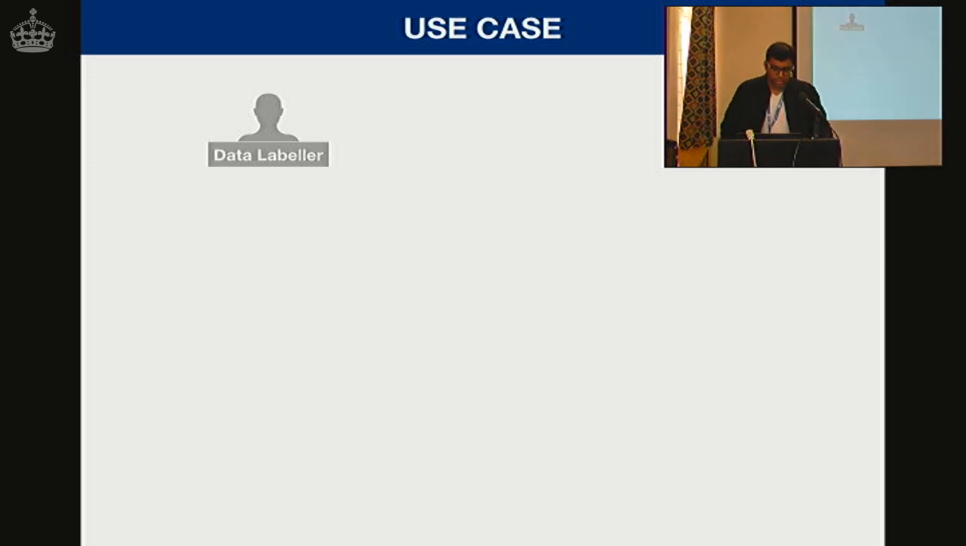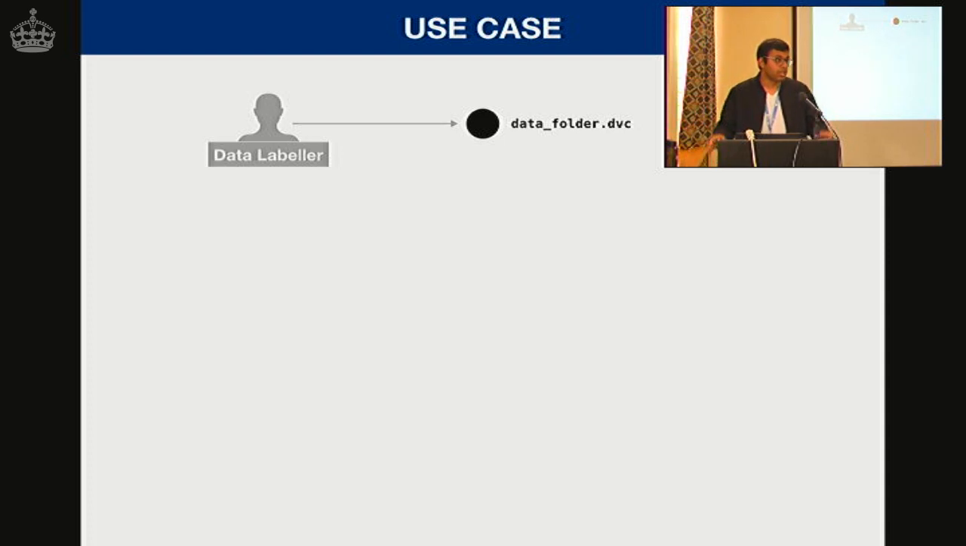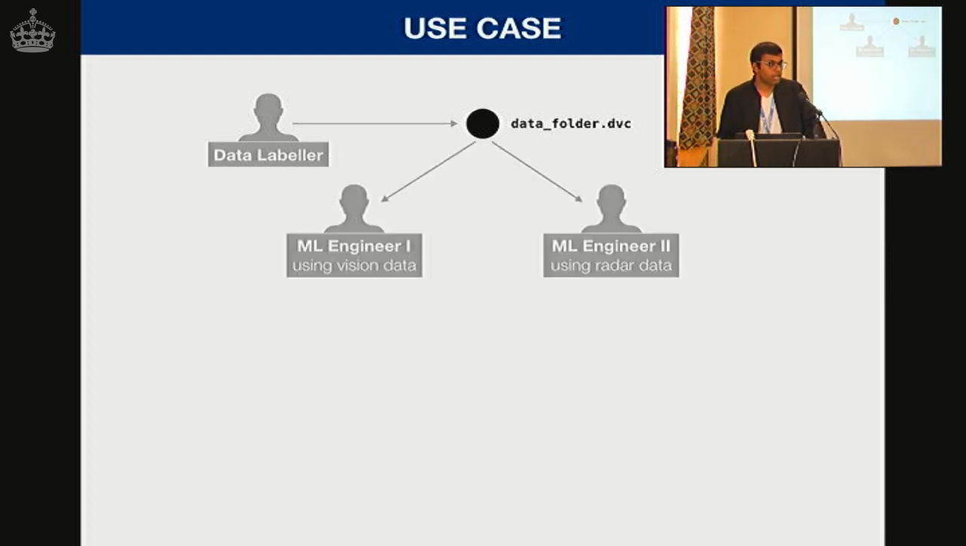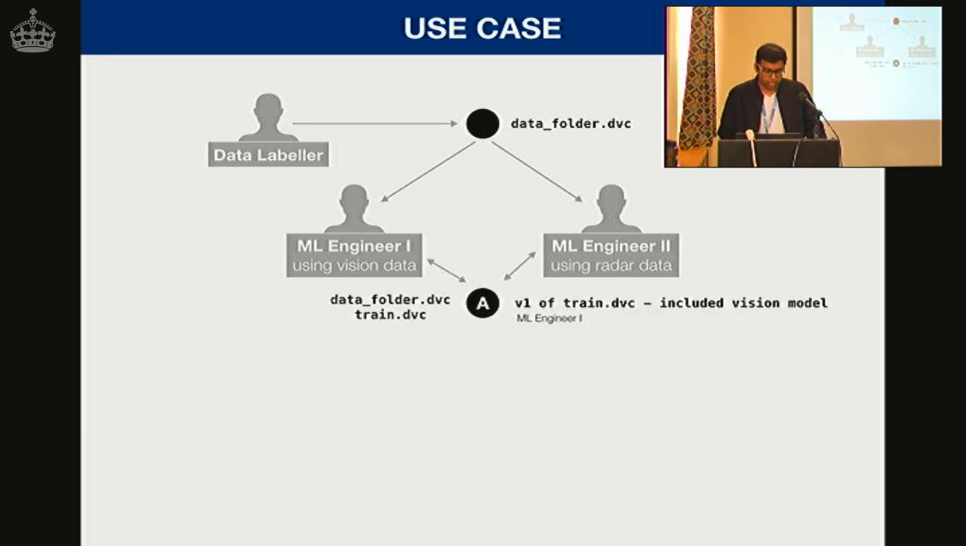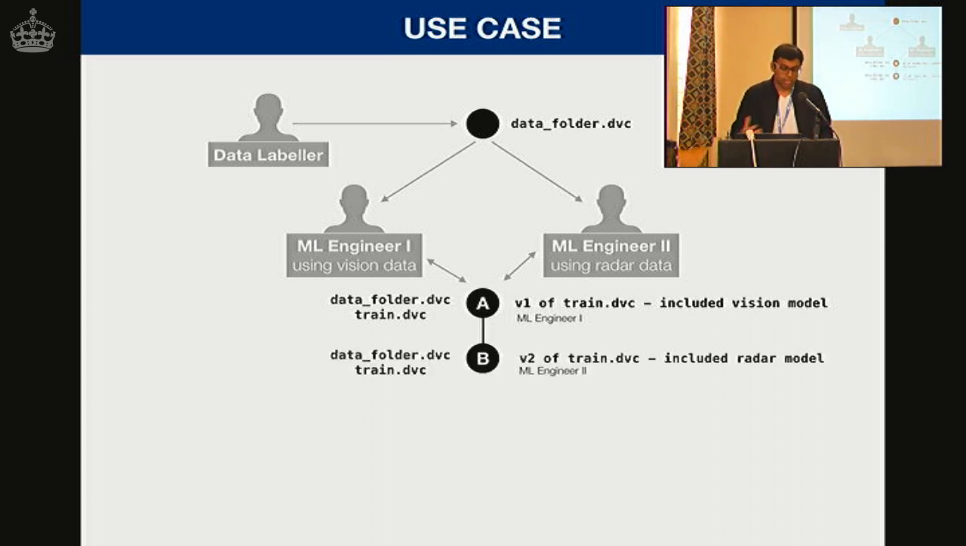Now, just to recap, we have our data labeler who, in the Git repository, checks in, commits a .dvc file. Now both the engineers know that there is data sitting there, so they clone the repo and then they do dvc pull. And now the ML engineer who is working on vision data creates a version of train.py. So here a train.dvc file is created, then he checks into Git. Then the other ML engineer checks out commit A, and then she updates train.py, so the train.dvc file is updated.